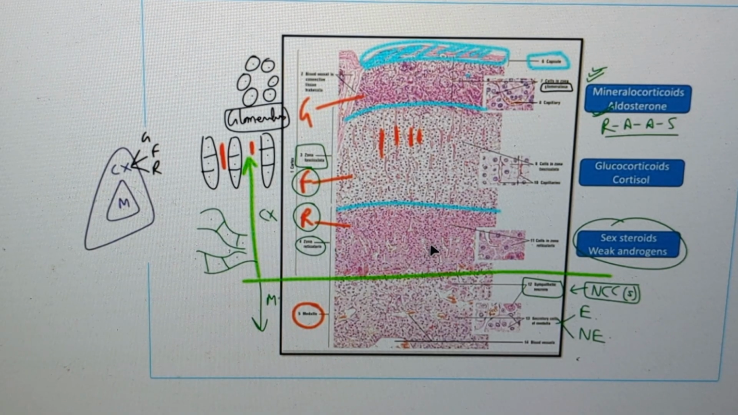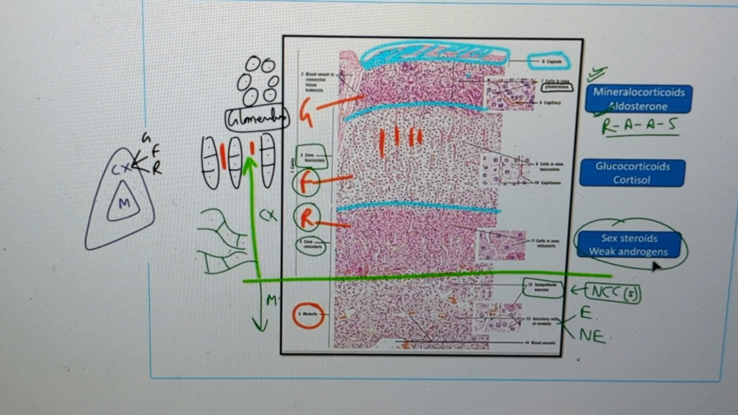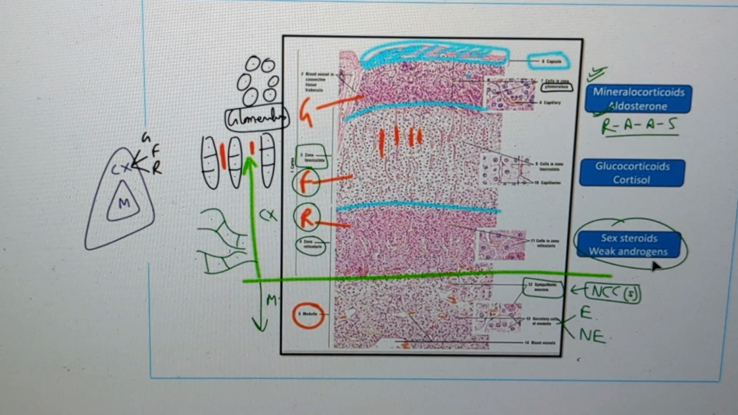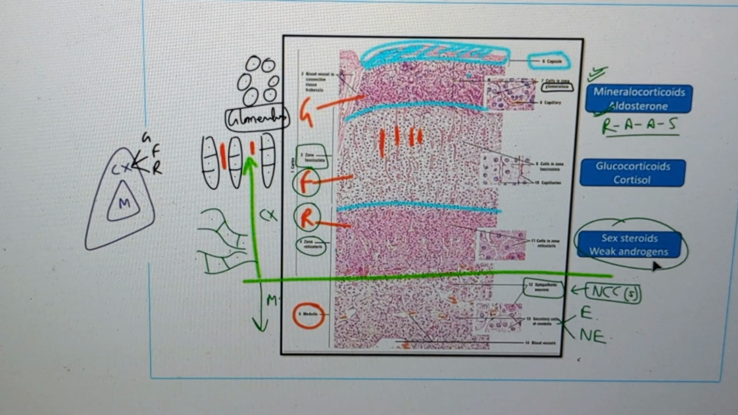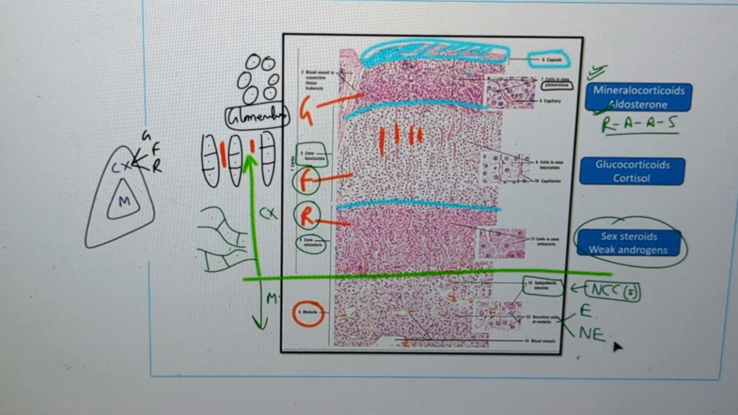Next, Zona Reticularis produces weak androgens such as dehydroepiandrosterone, shortly DHEA, which influence secondary sexual characteristics under certain conditions. For instance, females may develop tumors that lead to masculine features such as facial hair growth. And then adrenal medulla produces epinephrine and norepinephrine, hormones responsible for the fight or flight response during emergencies.